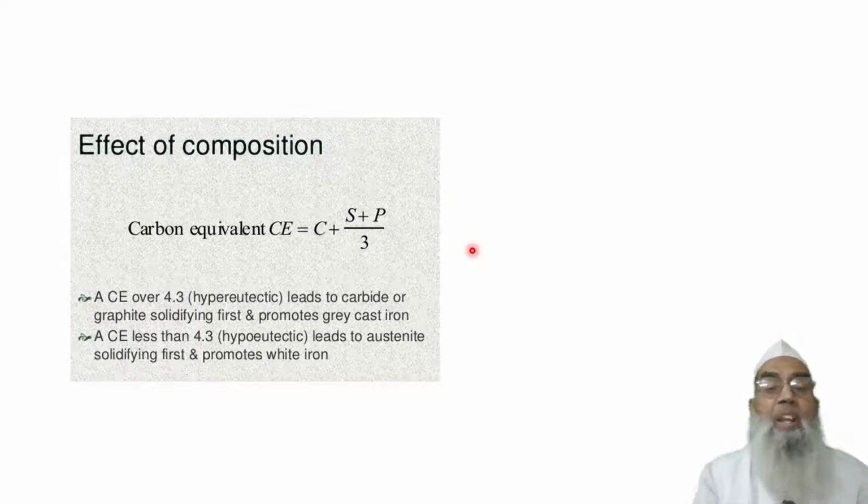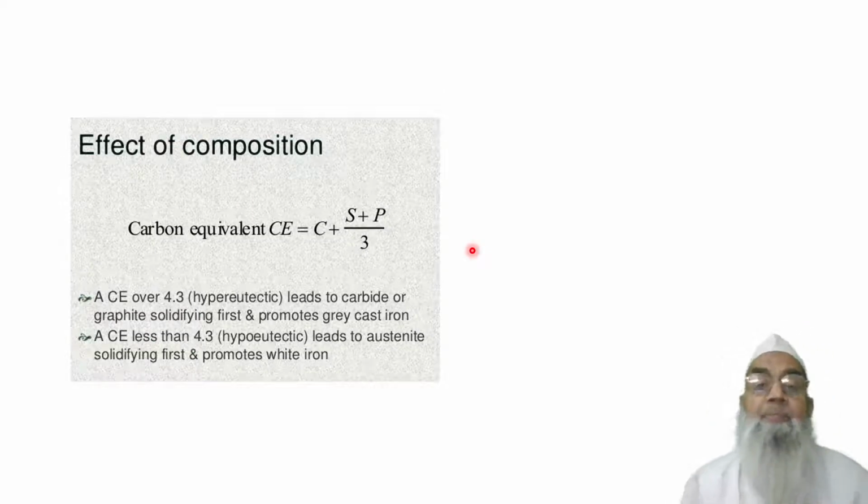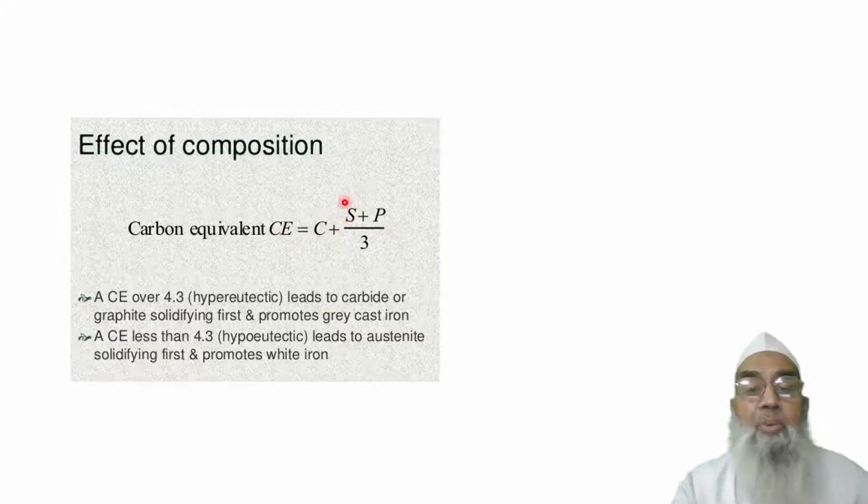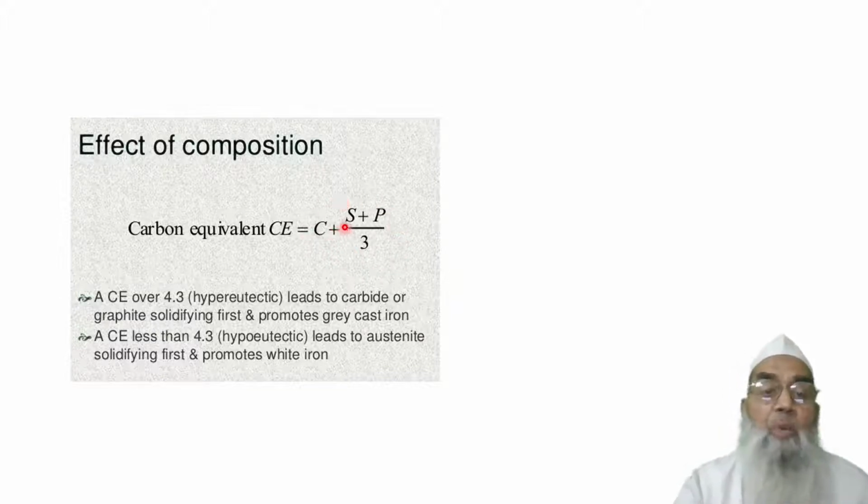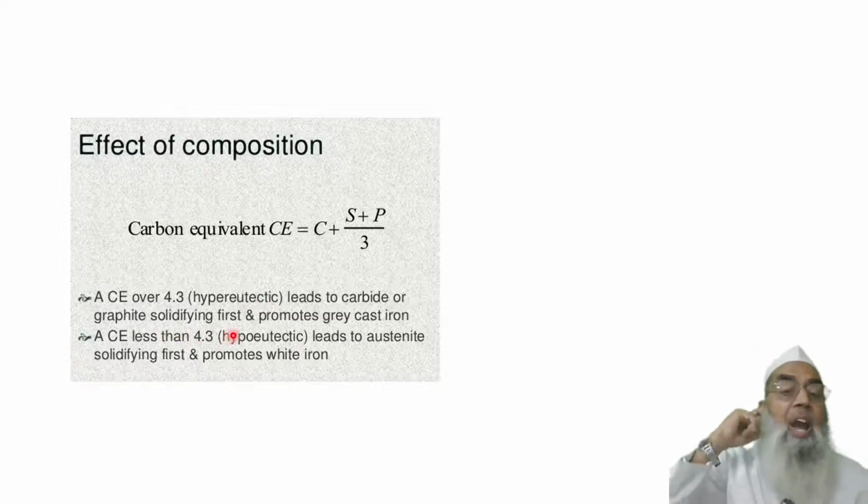Now, carbon equivalent can be given by this particular equation. C is the carbon, plus the percentage of silicon and phosphorus divided by 3. That total percentage gives the carbon equivalent. Now, if this carbon equivalent is more than 4.3%, we call it hypereutectic. If it is less than 4.3, then we call it hypoeutectic.